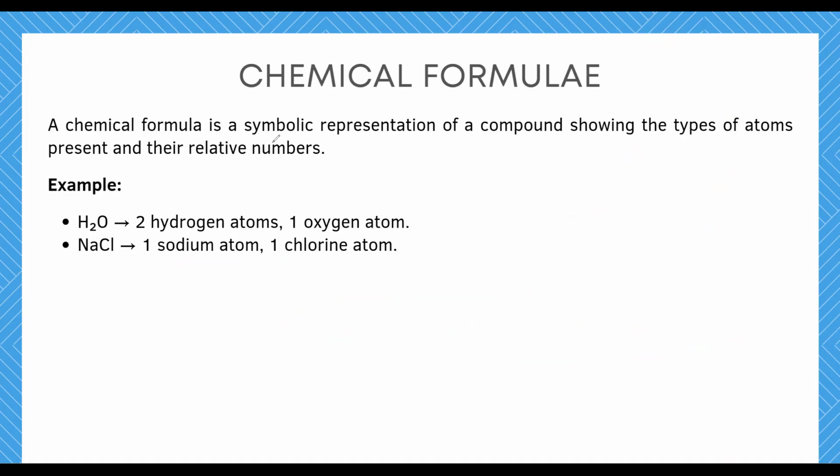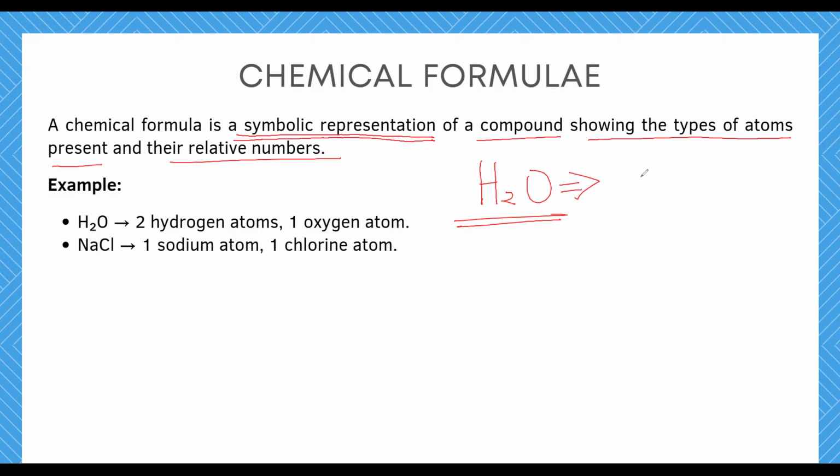A chemical formula, see what is written on the screen, is a symbolic representation. Take note of that phrase, symbolic representation. You know what a symbol is, right? Yeah. Very good. It's the symbolic representation of a compound showing types of atoms present, and their relative numbers. For example, when I write something like this, what did I just write? H2O. Very good.